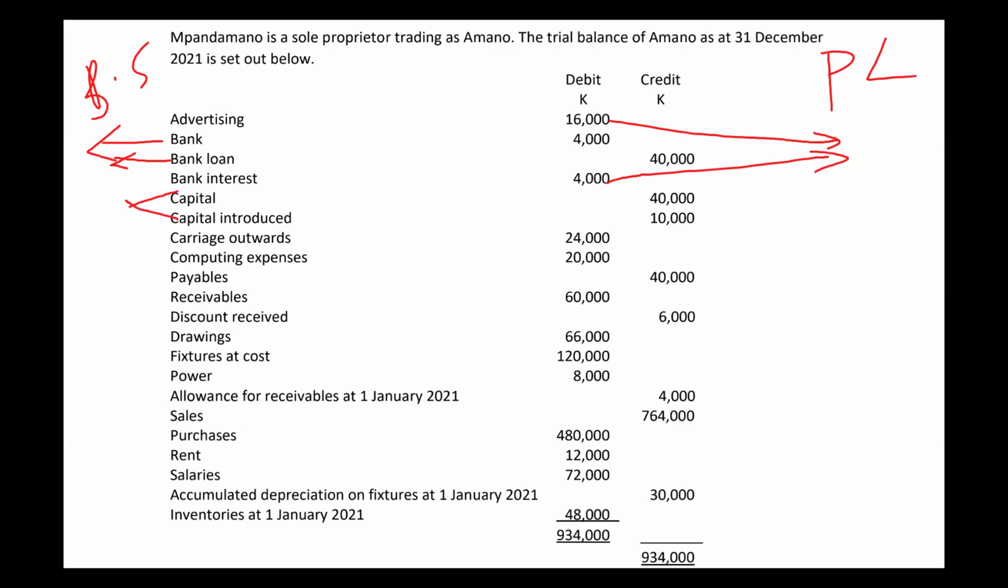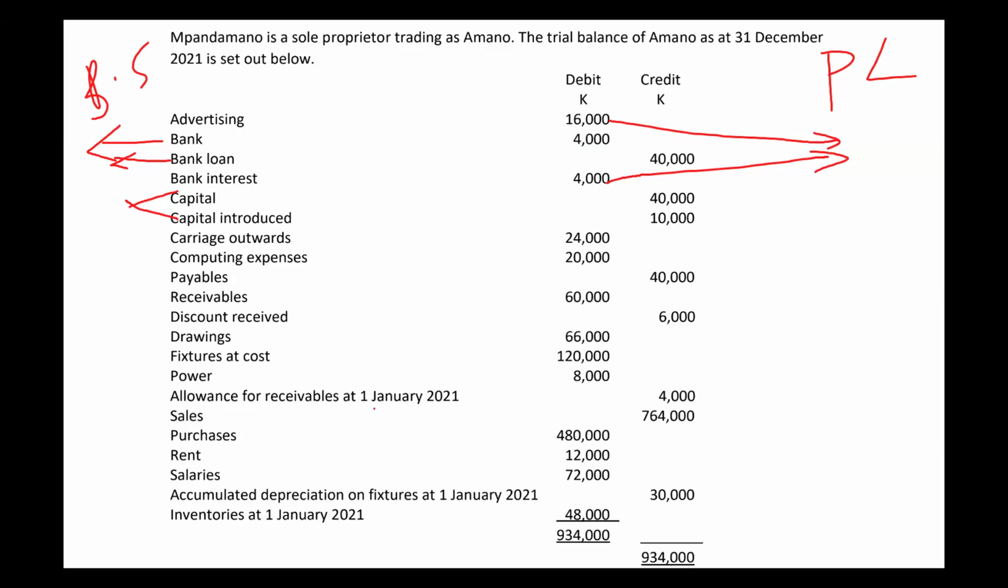Carriage outwards and the computing expenses. Where do they go to? Anyone can turn on their mic. I don't want to point fingers at people. You don't do that for this level of education, right? Balance sheet. It goes to the balance sheet and carriage outward. Carriage outwards. What about others? The carriage outward and computing expenses.